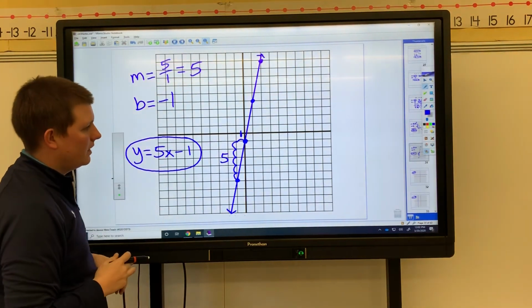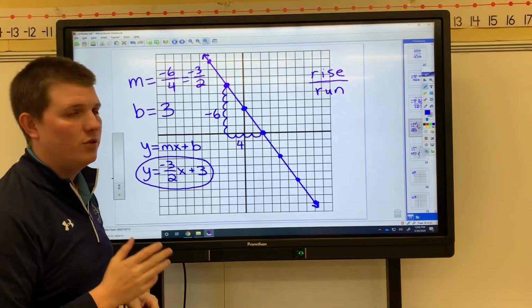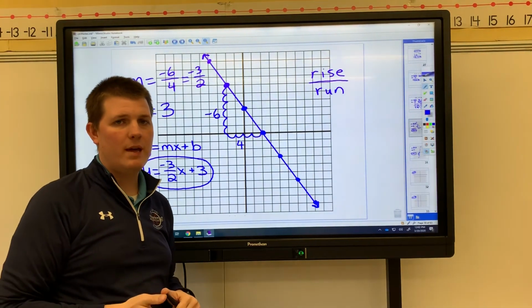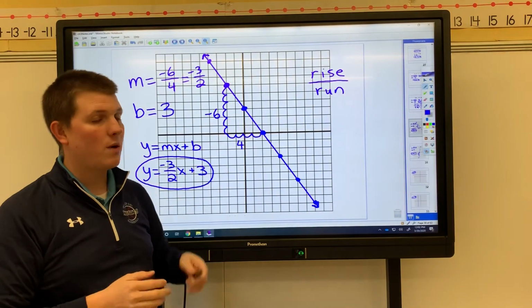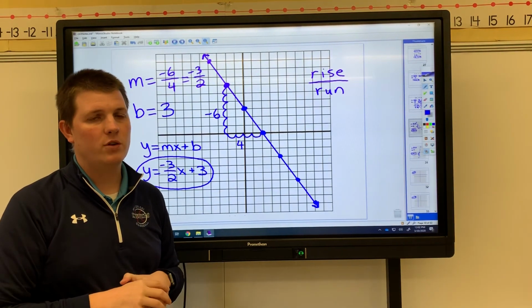And anytime it is neither of those, like this one, or like this one, then you need to do rise over run to find your m. You need to see where the line crosses the y-axis to find the b. Find m, find b, plug it into your slope intercept form.